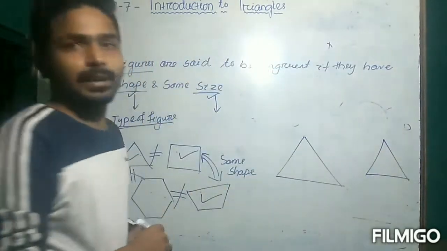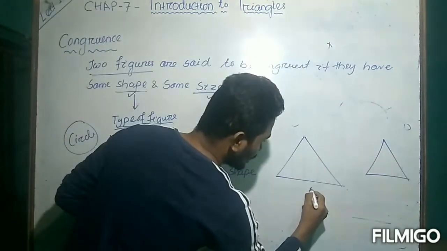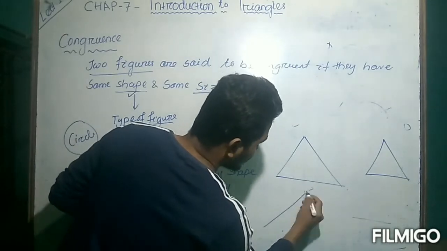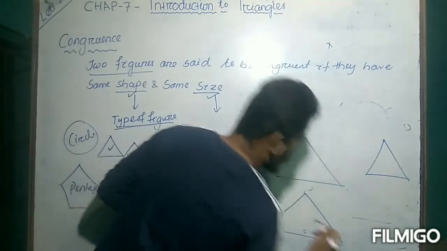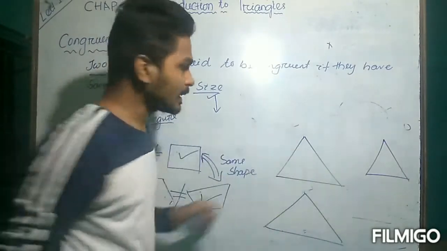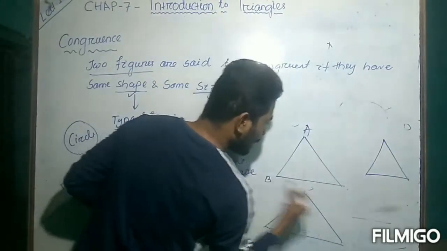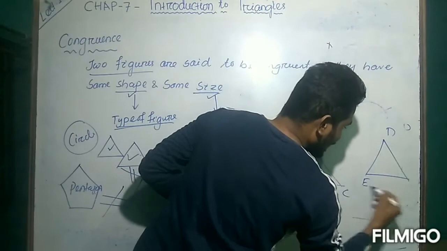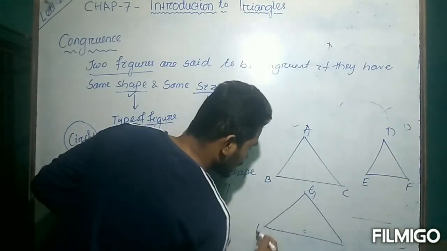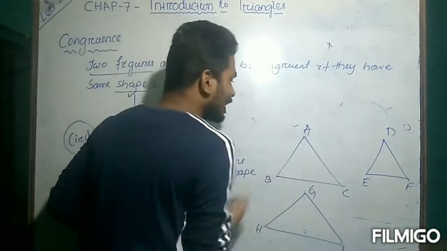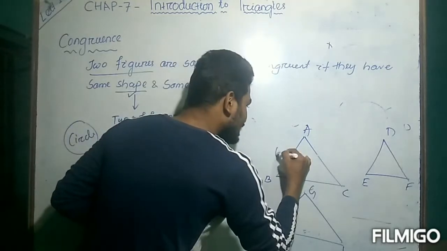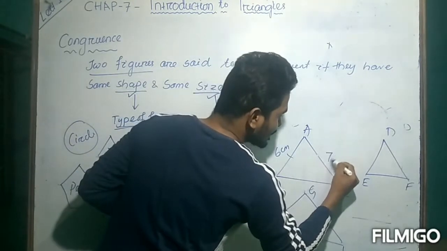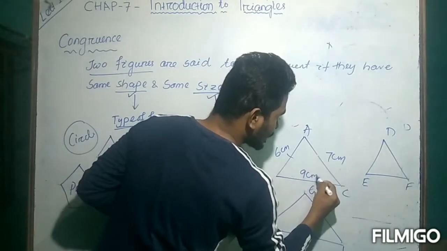This is also a triangle. Now this is also a triangle. So there are 3 triangles, right? Suppose we name them ABC, DEF, GHI. In this triangle, let's see, this side is 6 cm, this side is 7 cm, this side is 9 cm.